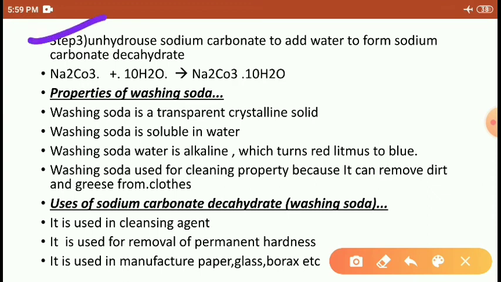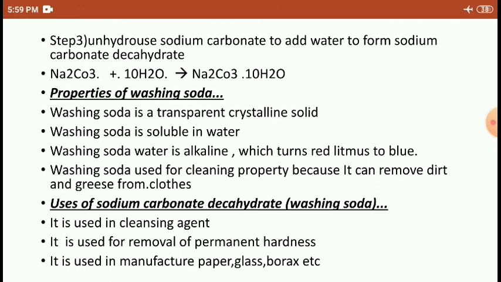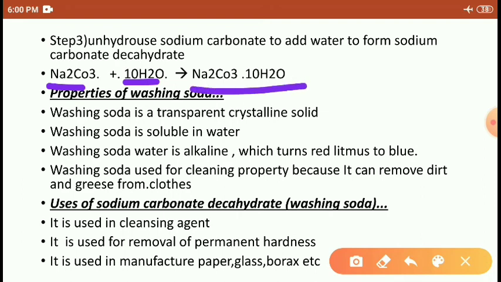Step 3, anhydrous sodium carbonate adds water to form sodium carbonate decahydrate. Look at the reaction, students. Sodium carbonate to which we are adding 10 water. It absorbs only 10 water, not more than 10. It absorbs only 10 water to form sodium carbonate decahydrate, that is washing soda.